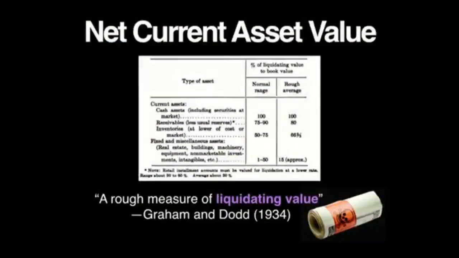So the simplest rule, I think, and one of the most effective, is the net current asset value rule. Graham wrote about this in 1934. He described it as a rough measure of liquidating value. So you can see, you look simply at the balance sheet, you ignore the earnings, the cash flow statement. It didn't exist at the time that Graham put this together, but you could ignore it for the purpose of this analysis. And then you treat only the current assets as having value.